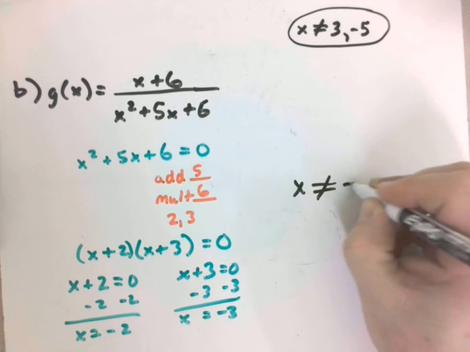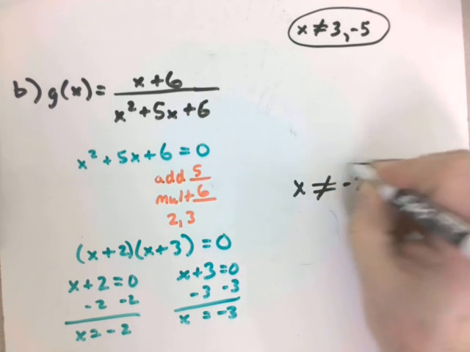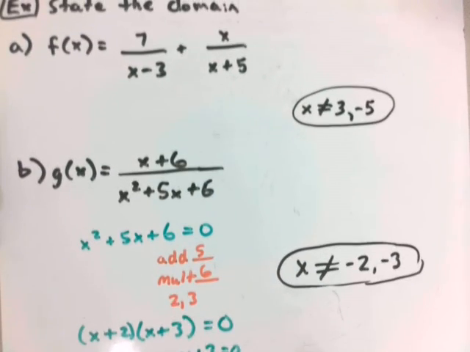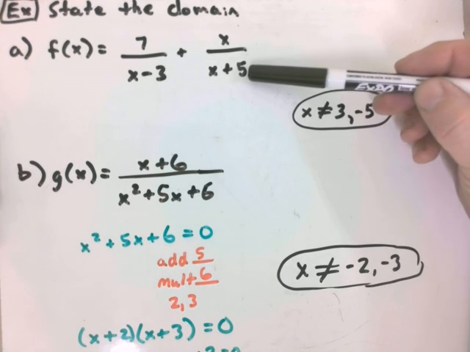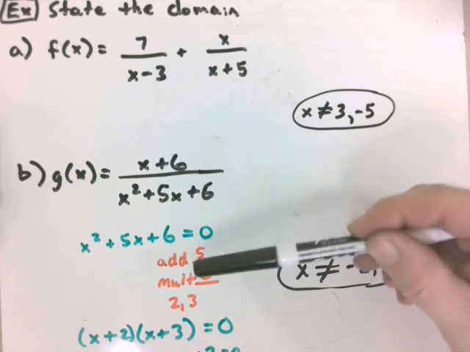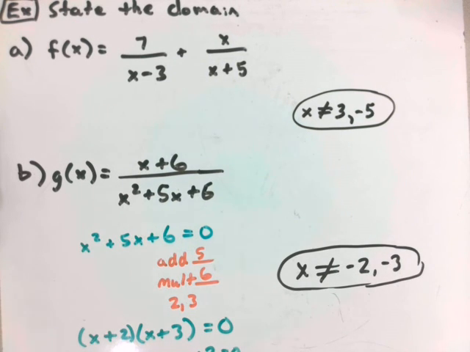But the easiest way to make a statement about that is just to say that x cannot be -2 or -3. So these problems you can go through and do with inspection if the denominators are really easy. If the denominator is a little more complicated, you'll need to set it equal to 0 and then solve, and then you can make a statement about the domain.